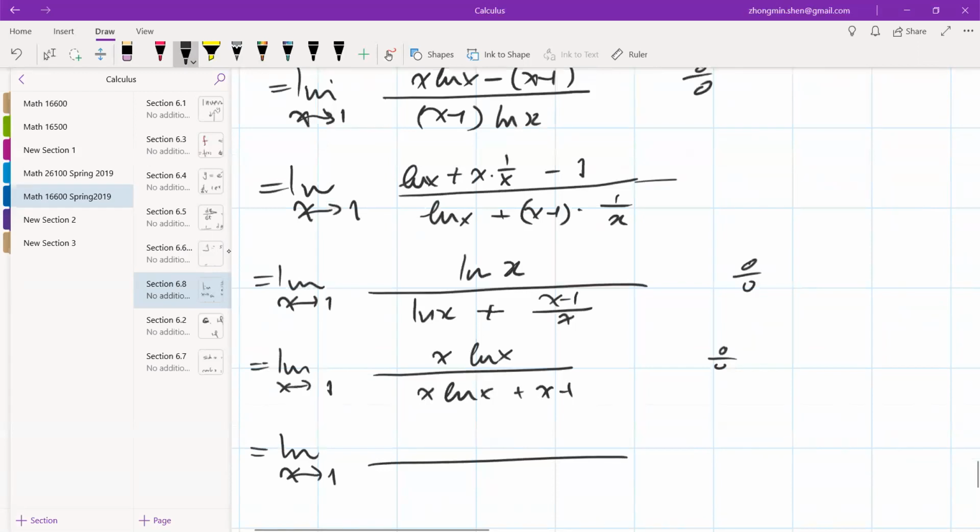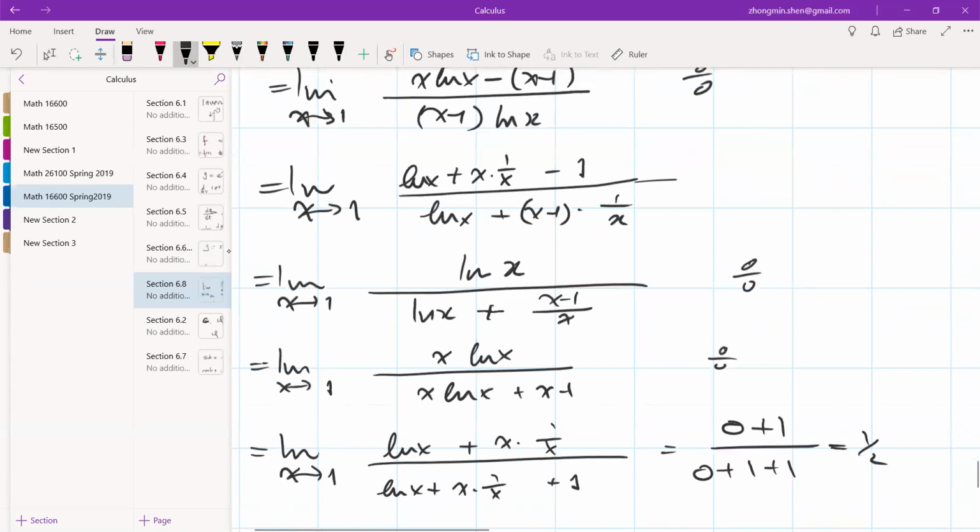I differentiate: the numerator is natural log of x plus x times 1 over x, and in the denominator we get the same plus 1. I think this time the limit is going to be 0 plus 1 over 0 plus 1 plus 1, which is 1. Okay, so that's the answer.